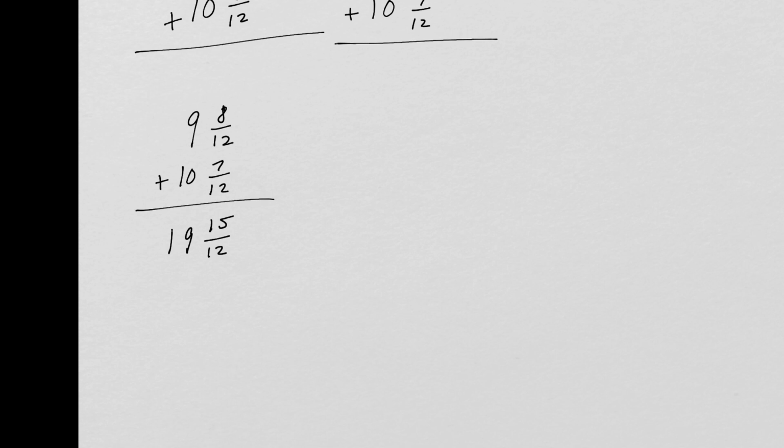I can simplify the fraction part, right? So 3 goes into both of them, right? So this is going to be 19 and 5/4. I can take out a factor of 3 over 3. But notice that the 5/4 is improper, right? This is improper. So I needed to divide it.